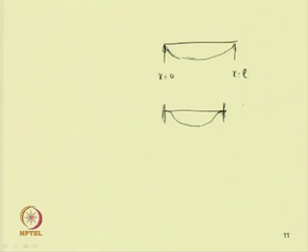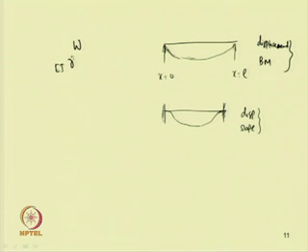Similarly, for the clamped beam, for this fixed beam, both displacement and slope are 0 in this case. In the simply supported case, displacement and bending moment are 0. If we write displacement equal to W, then the bending moment equals EI del square W by del x square.